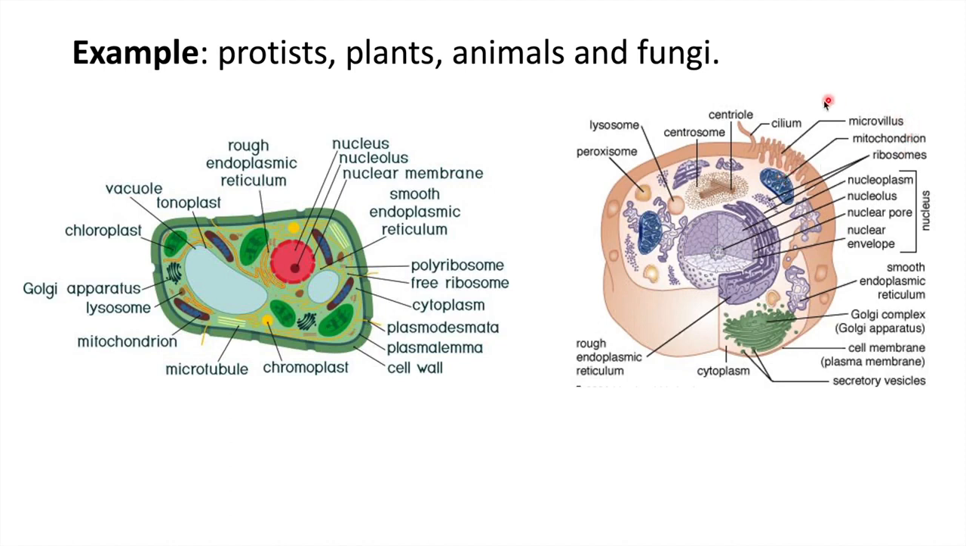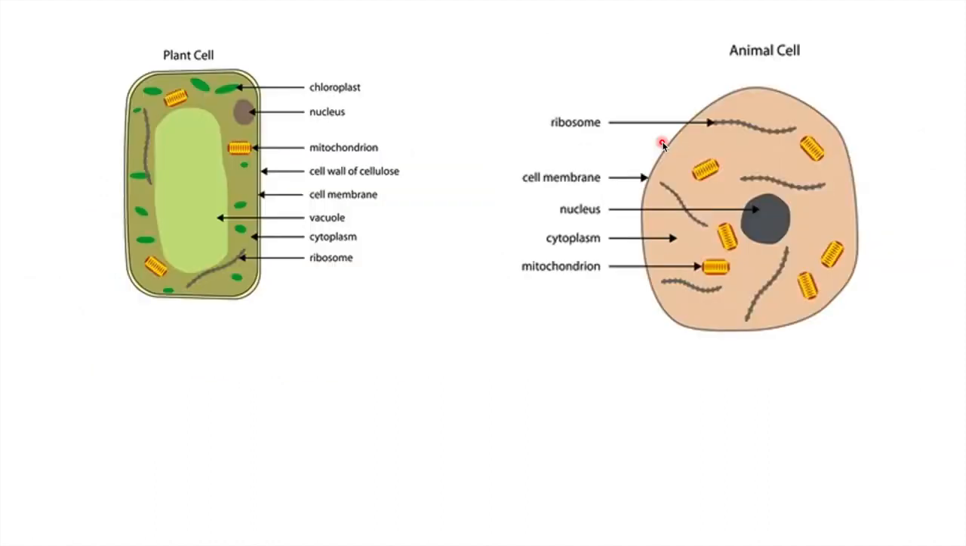So here you can see cilium and microvillus are present, which are required for locomotory motion of animal cells. So it is very difficult to draw this structure on paper. So this is the easy way to draw plant cell and animal cell in examination.